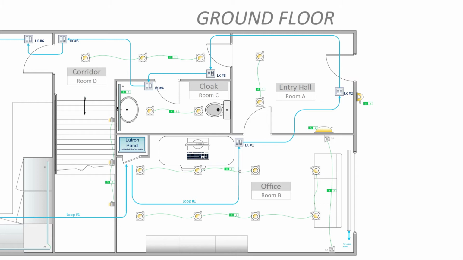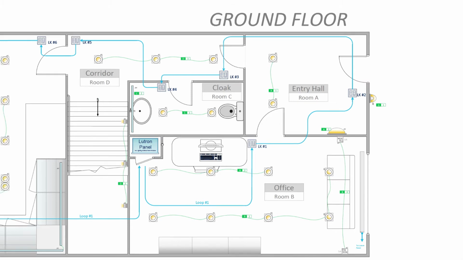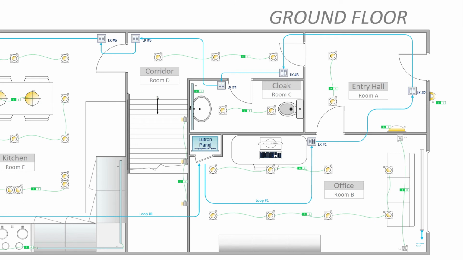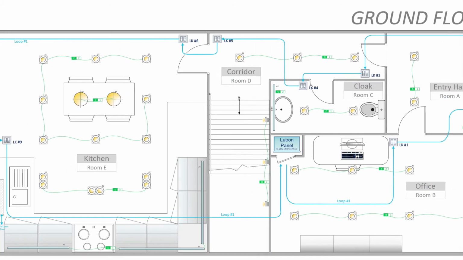Another piece of information that I have here is that keypads are connected to one another, certainly using a Lutron communication cable. So for example, from the main Lutron panel, we've got a cable going out that goes to the first Lutron keypad, LK1. Then it goes to LK2 in the entry hall. Then from LK2, it goes to LK3 in the corridor. From LK3, the cable is going to LK4 in the clock room.